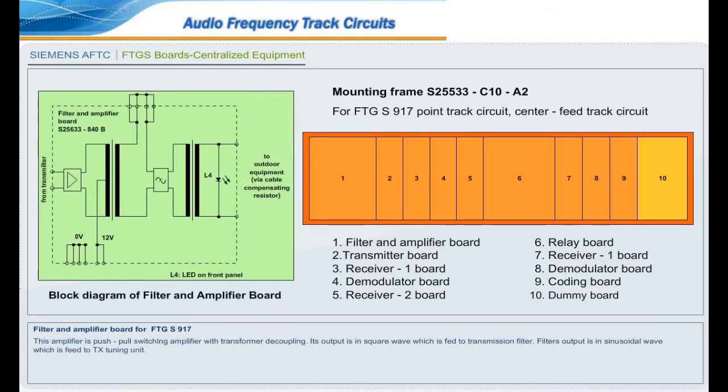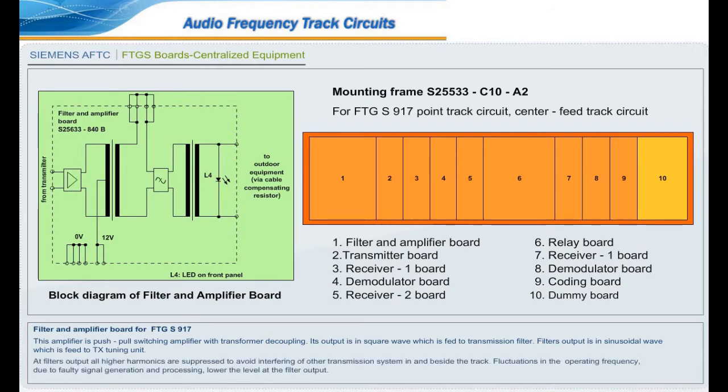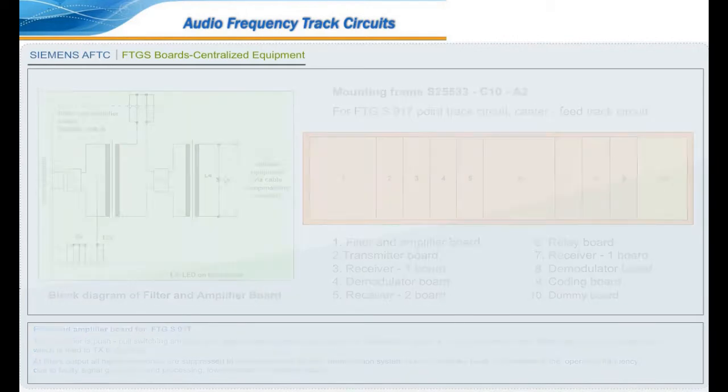This amplifier is push-pull switching amplifier with transformer decoupling. Its output is in square wave, which is fed to transmission filter. Filter's output is in sinusoidal wave, which is fed to TX tuning unit. At filter's output, all higher harmonics are suppressed to avoid interfering of other transmission system in and beside the track. Fluctuations in the operating frequency due to faulty signal generation and processing lower the level at the filter output.